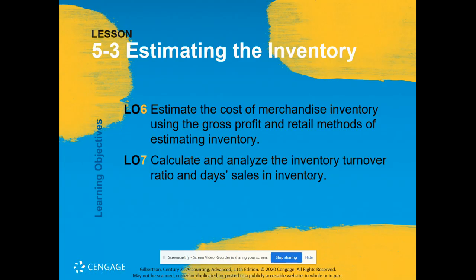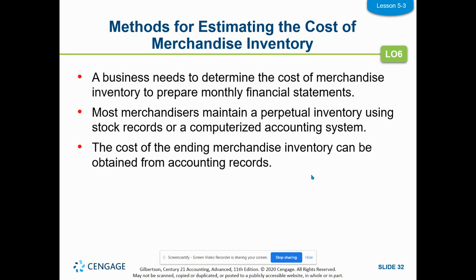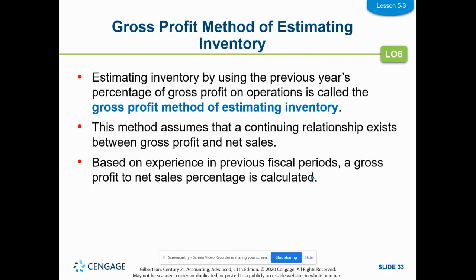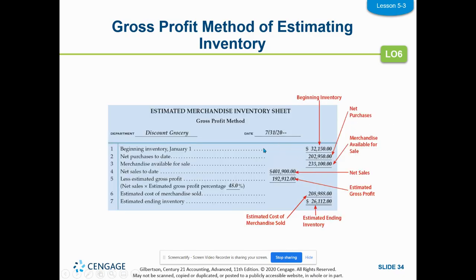So the last part is estimating the inventory based on our sales. We're going to look at a couple of forms that we would be filling out, and we're going to look at what they call the gross profit method first. So here is one of these gross profit forms. We have our inventory, our net purchases, our merchandise available for sale, our net sales to date, and our less estimated gross profit.